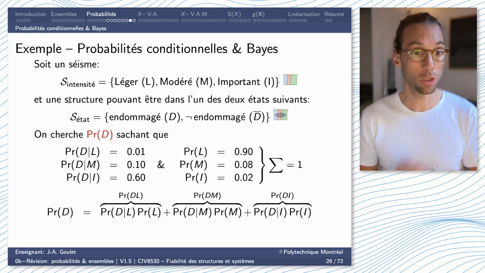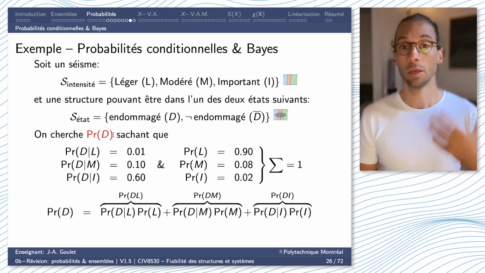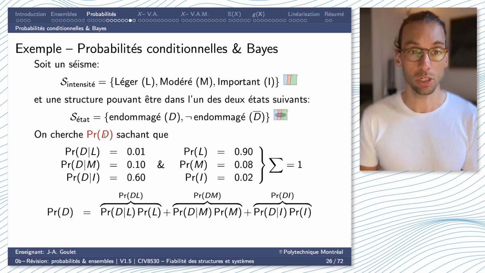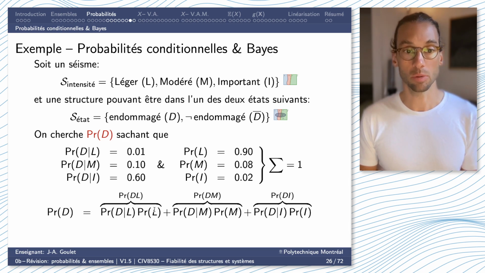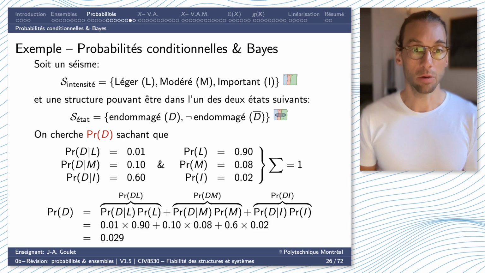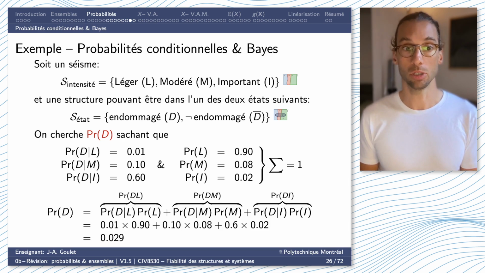So if I want the marginal probability over my states, in this case whether there's damage, I multiply these conditional probabilities times the marginal and sum over all possible states. That's damage given light earthquake times probability of light earthquake, plus damage given moderate earthquake times probability of moderate earthquake, plus damage given important earthquake times probability of important earthquake. If we fill in the numbers, we get 0.029 as the probability of having damage.